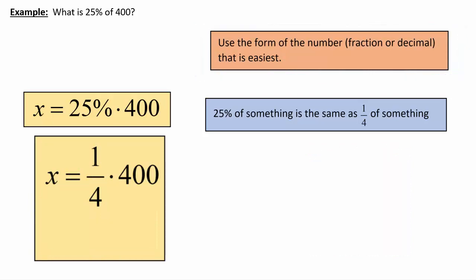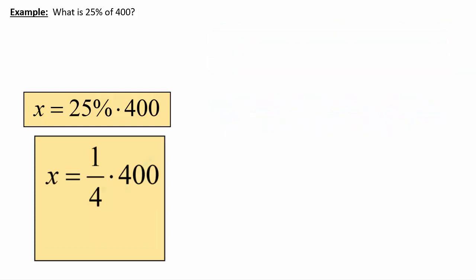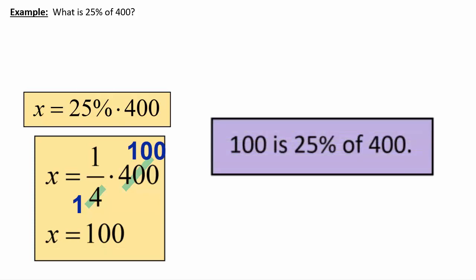So x equals 1/4 times 400. Let's do that. We can cancel the 4. 4 goes into 4 once. 4 goes into 400 100 times. So x equals 100. 100 is 25% of 400.